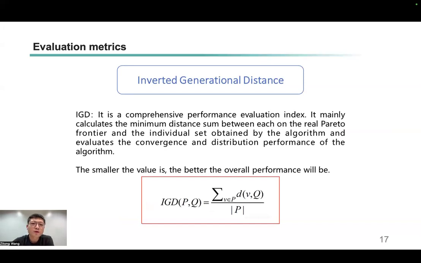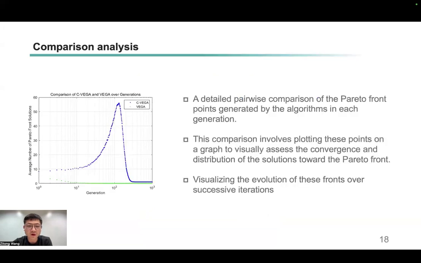Next one is inverted generational distance. IGD is a comprehensive performance evaluation index. It mainly calculates the minimum distance sum between each point on the real Pareto frontier and the individual set obtained by the algorithm, and evaluates the convergence and distribution performance of the algorithm. The smaller the value is, the better the overall performance will be.